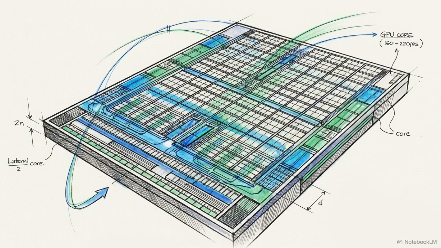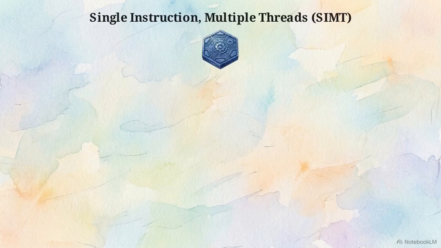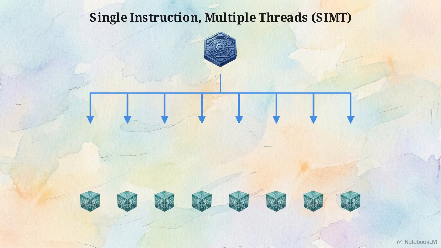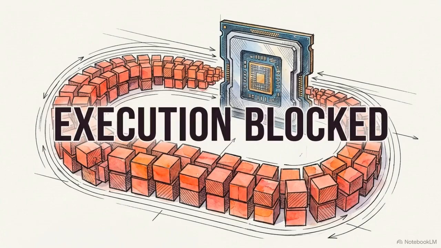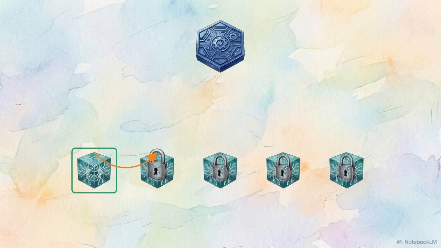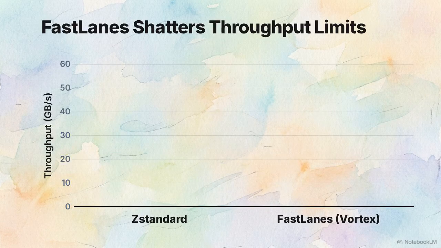This design targets the strict execution rules of a GPU. GPUs operate on a single instruction multiple threads model, or SIMT, where hundreds of cores execute the same operation simultaneously across different pieces of data. The enemy of SIMT execution is a data dependency. Traditional high-ratio compression algorithms force processors to read previous bytes to decode the next ones, breaking the parallel execution model.